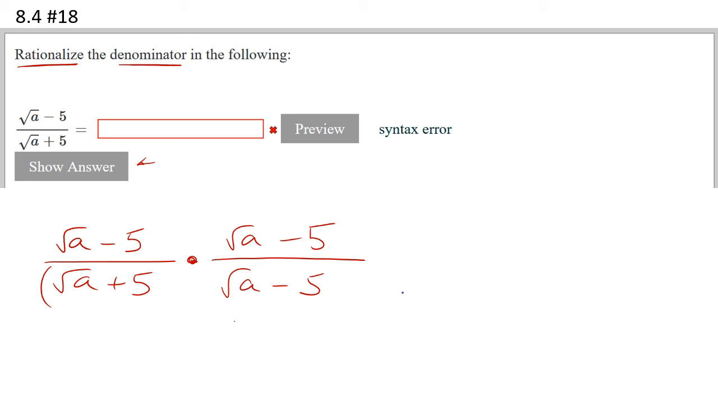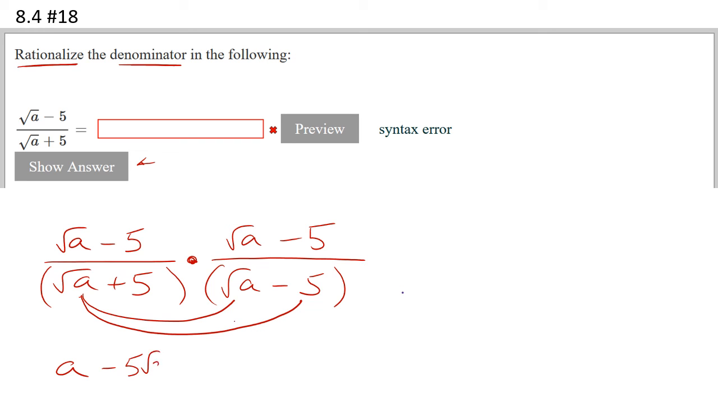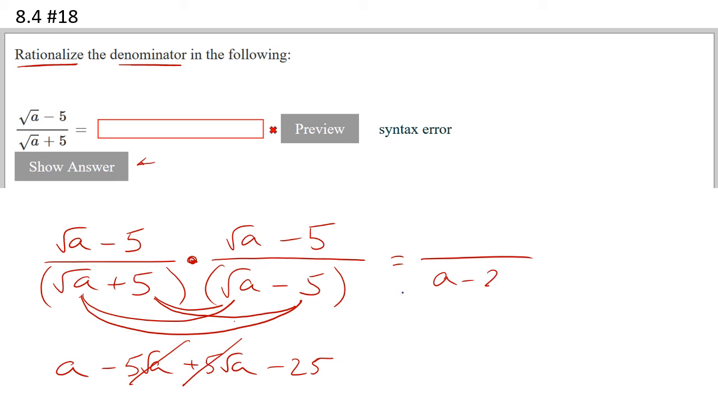All right, so let's multiply these guys together. First ones multiplied together give you an a. The outside ones give you a minus 5 root a. Inside ones give you a positive 5 root a. And the last ones give you a minus 25. So notice these guys are gone. And what we have here is a minus 25, which means we have now rationalized our denominator.